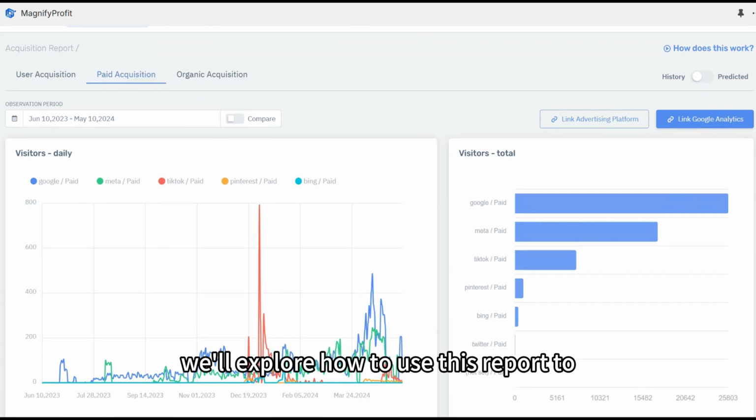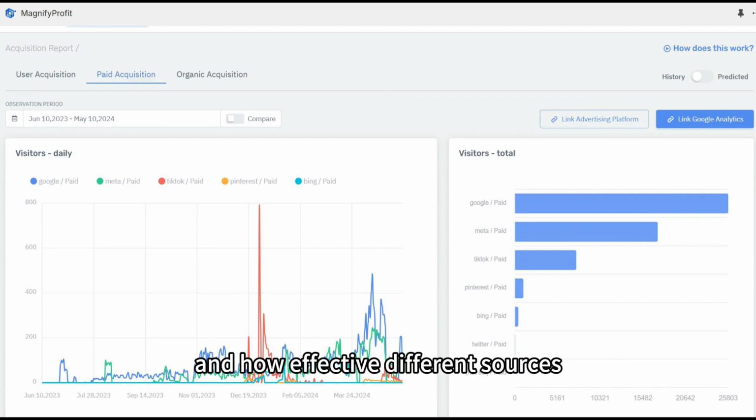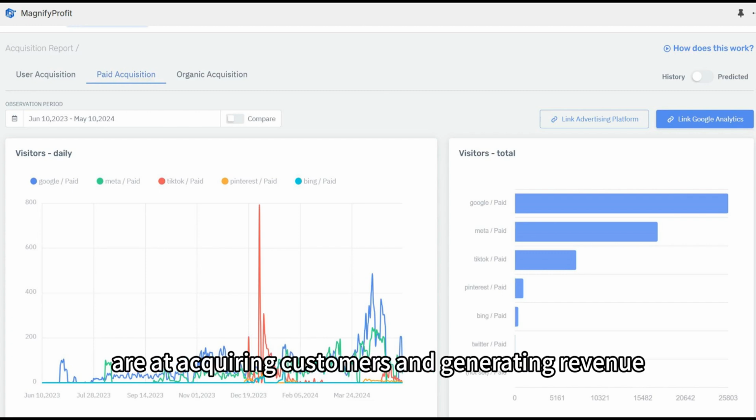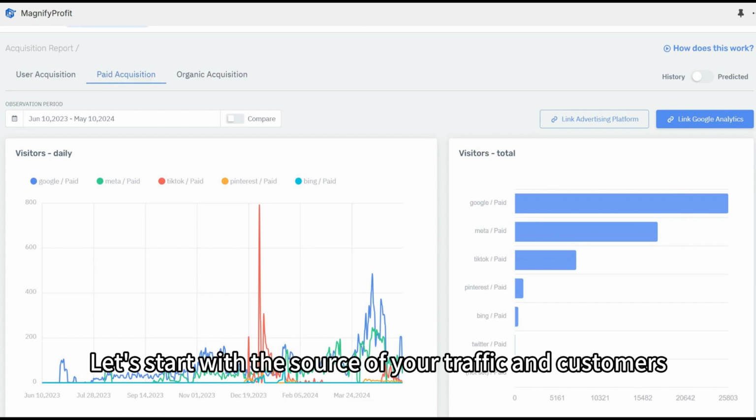Today, we'll explore how to use this report to answer two critical questions: where your traffic and customers come from, and how effective different sources are at acquiring customers and generating revenue. Let's start with the source of your traffic and customers.